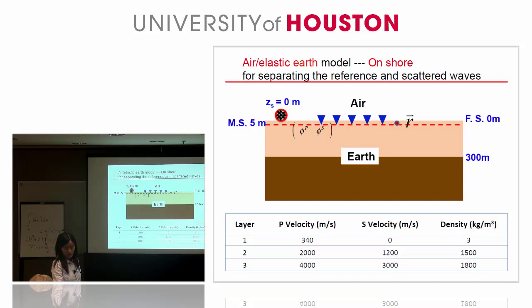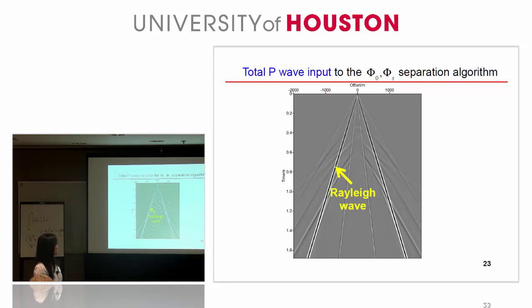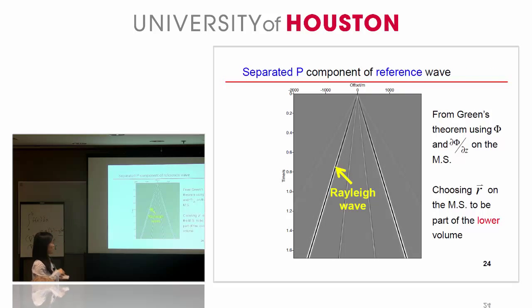Okay. So here I just show you the P wave component, and this is the input data of the total wave, the P wave component. Here we can see this is the Rayleigh wave, and this is the direct wave. These are the reflection data. Clear to see the Rayleigh wave just dominates the energy here. And now first if we put the output point on the measurement surface, but arrange it to be part of the lower volume, we can have the reference wave separated.